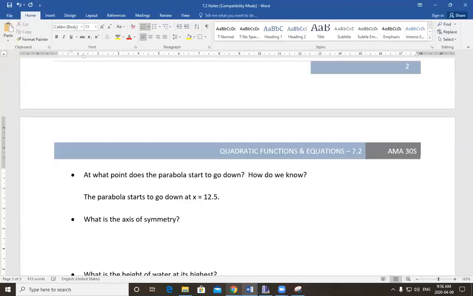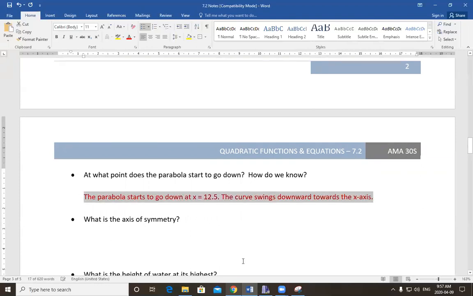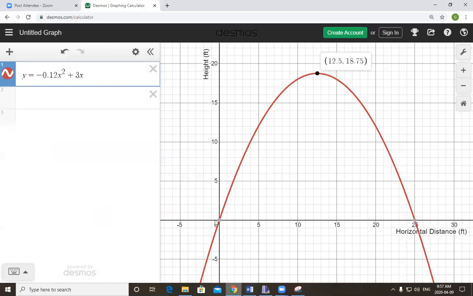How do we know? The curve swings downward towards the x-axis. So we see the curve start to move down. Now, going back, clearly there would be a restriction. You can't have negative height.